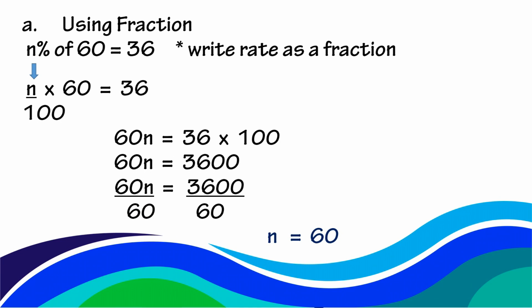First is using a fraction. Let's write n% as a fraction. n over 100 multiplied by 60 is equal to 36. If we multiply n by 60, we get 60n. And if we multiply 36 by 100, we get 3,600. We divide this by 60. Therefore, 60n divided by 60 gives n, and 3,600 divided by 60 gives 60. Therefore, n is equal to 60.